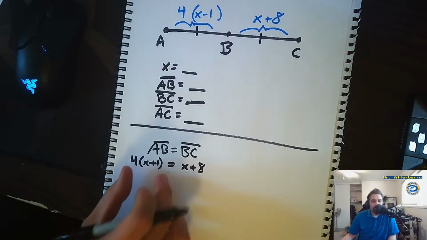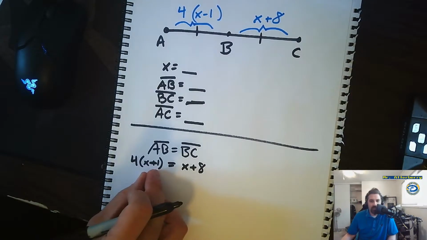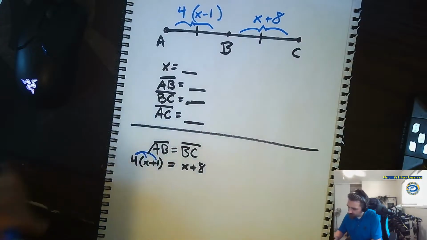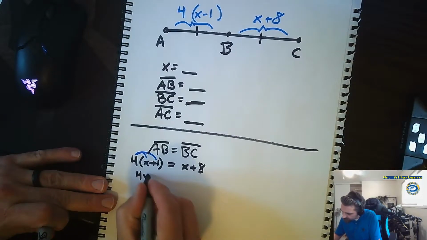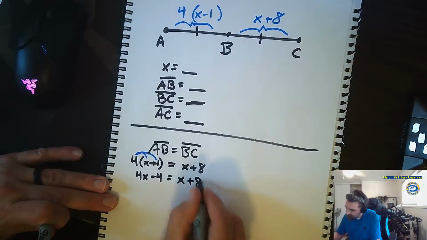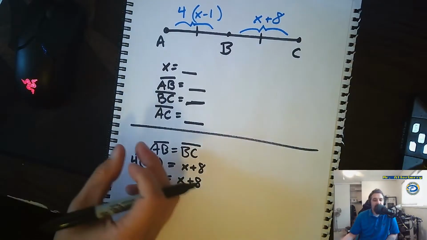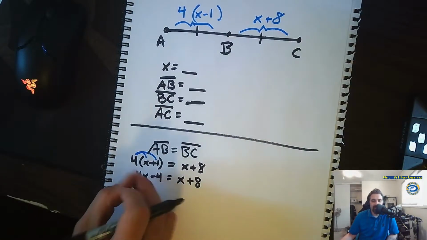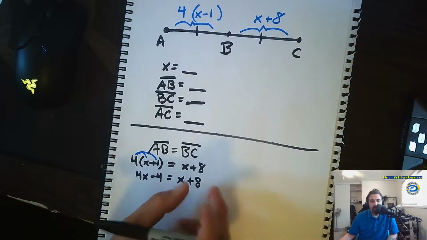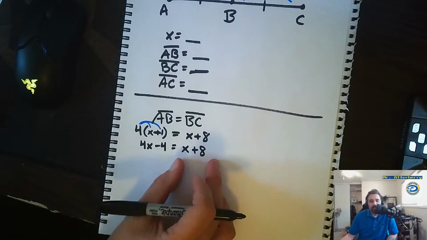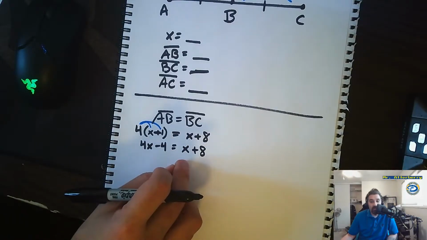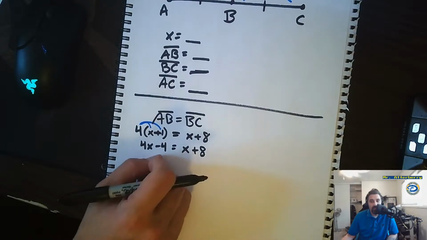Okay, so I'm going to distribute this 4 to both the x and then the minus 1 there. So we notice that the 4 times x is 4x, and 4 times the 1 is 4, but there's a minus sign there. This stays the same. Now, using my algebra skills, I'm going to put my x's on one side and my numbers on the other side. Let's see what we get.